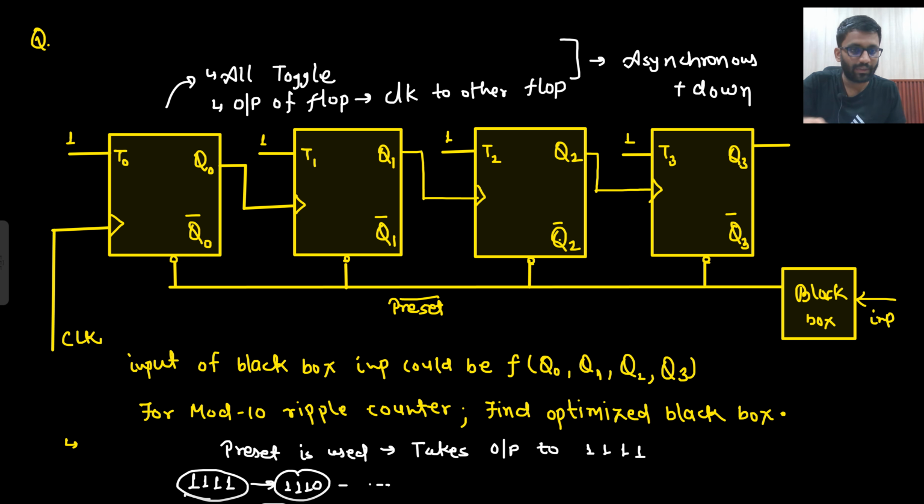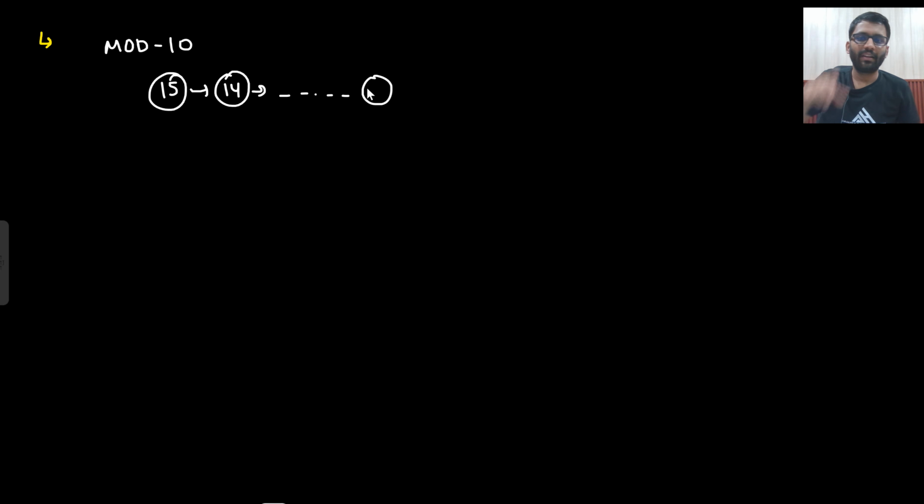So what will be my loop? What do I need to design? A mode 10 counter. So we will be starting from the maximum. What is the maximum? Maximum is 15. So 15, 14, and in that manner you will go. Firstly, what am I designing? A down counter. I am designing a down counter.